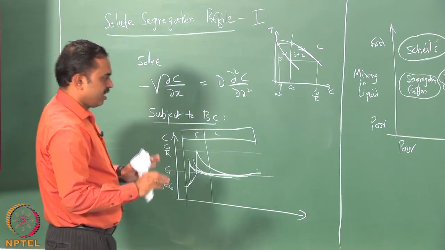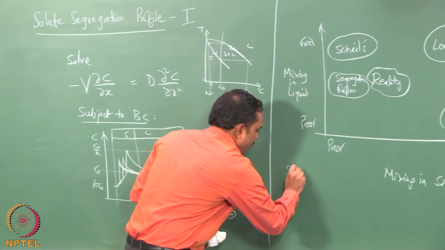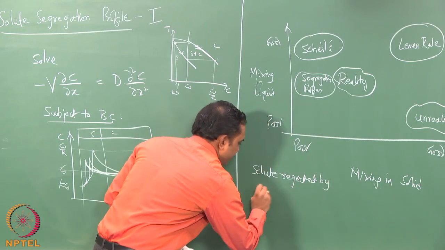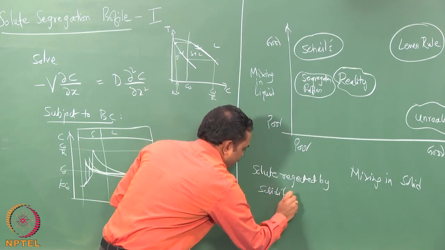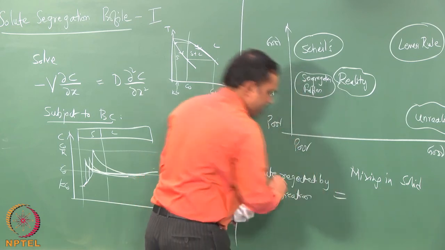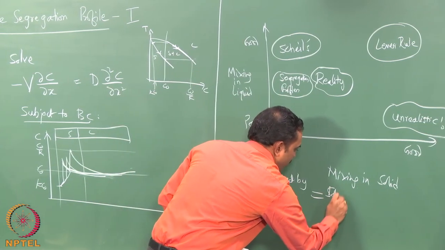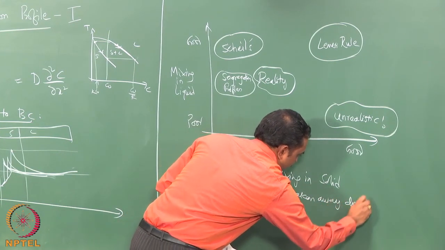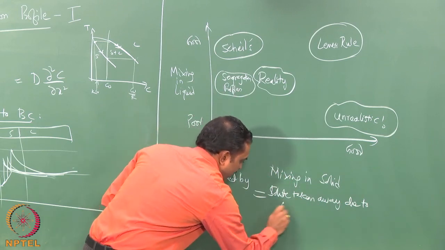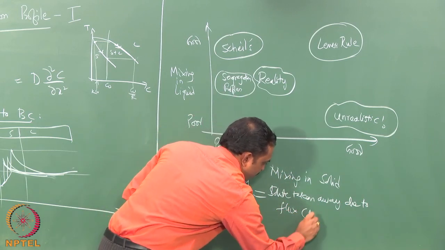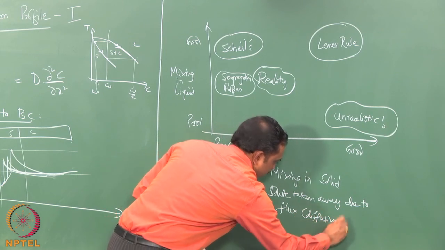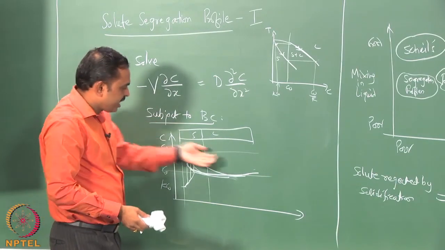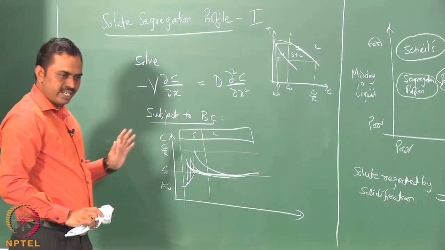So, under that condition, namely when the solute rejected by the solidification is balanced by solute taken away due to the diffusive flux. Okay. So, whatever solute is coming in to the liquid because of segregation is taken out because of diffusion, then you have a steady state condition possible.